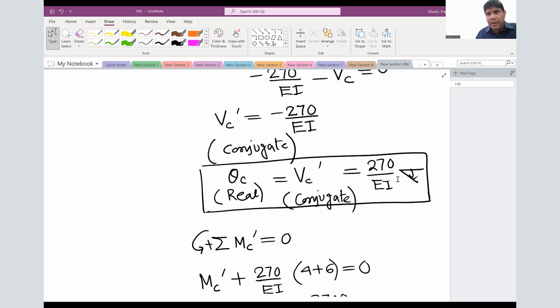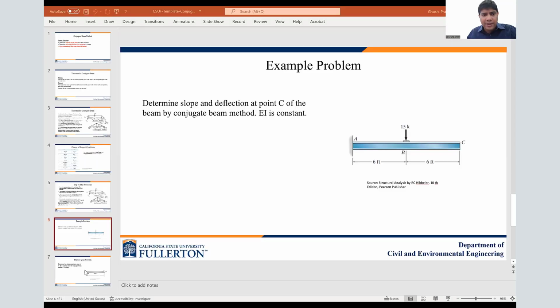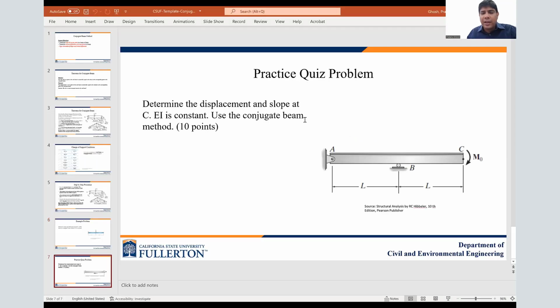Now I'm going to show you your practice quiz problem. The last slide will give you the practice quiz problem. What you need to find out: displacement and slope at point C of the beam. It has one side pin, an internal roller, and only one loading, which is the external moment, acting at the free end of the beam. So you need to use the conjugate beam method to find slope and deflection at point C.